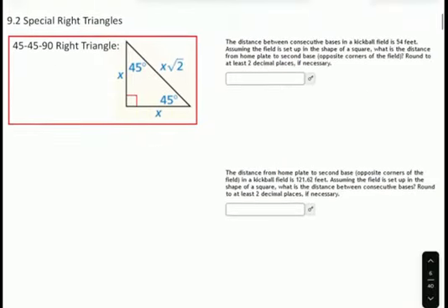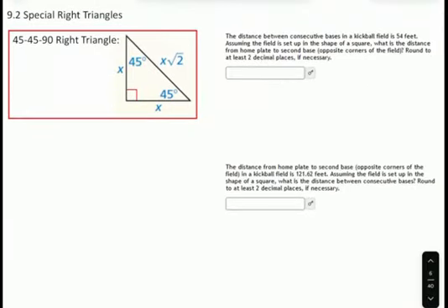Now, extending these patterns and being able to solve some story problems or word problems is the next step. So I want you to try this top question right here. Can you answer this question based on using the patterns of a 45, 45, 90 or isosceles right triangle?